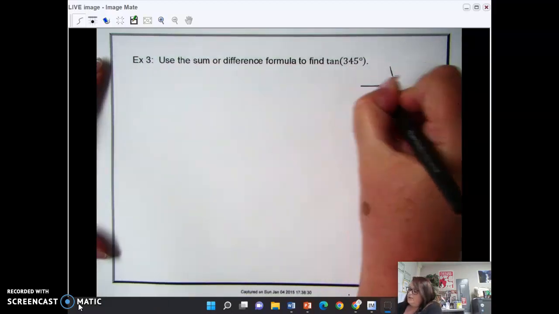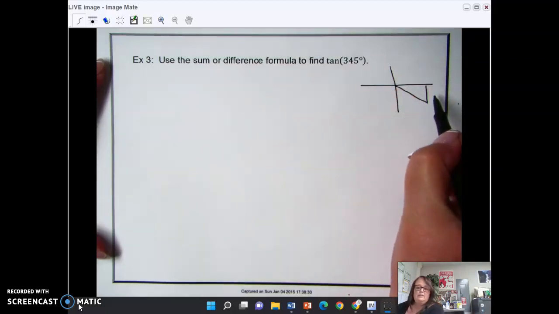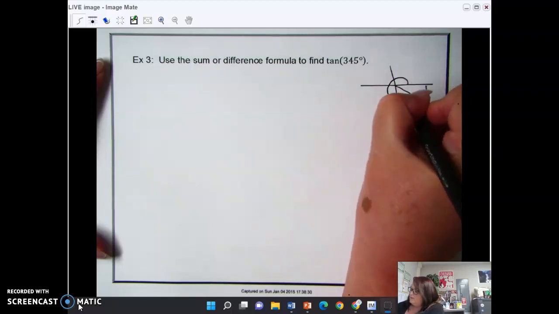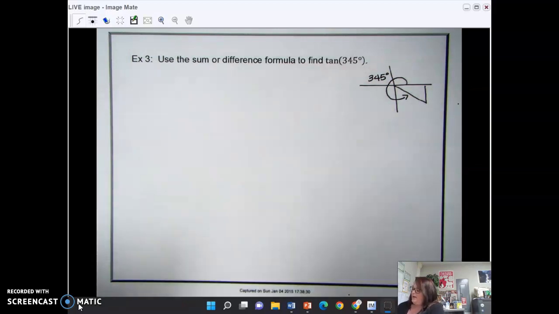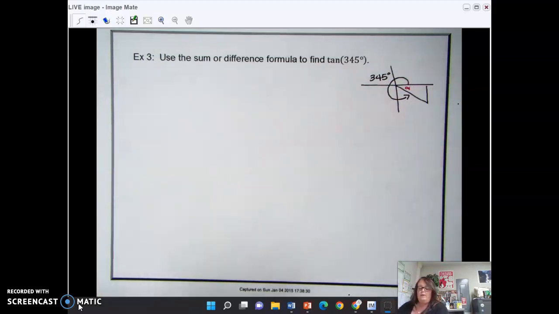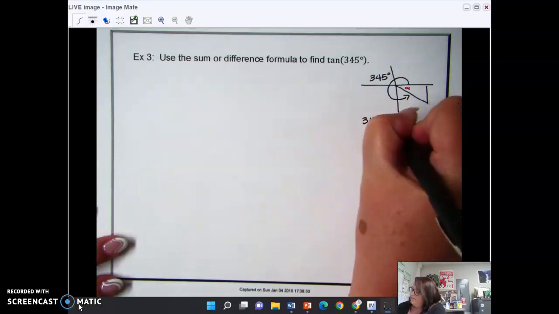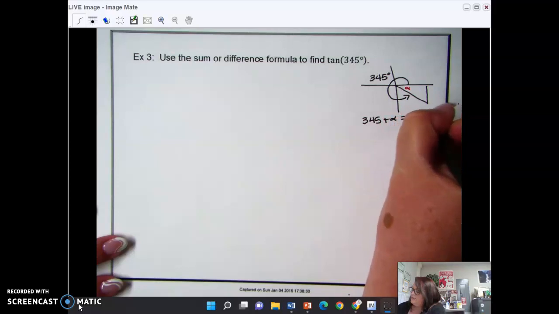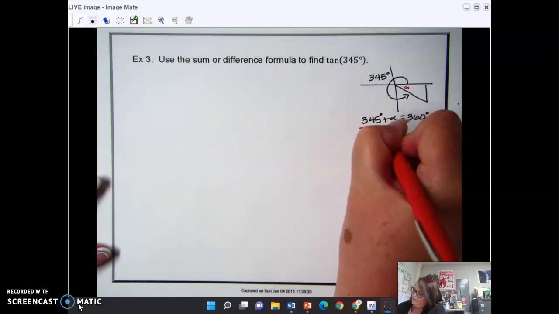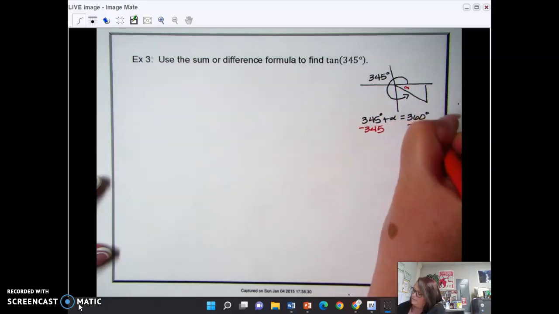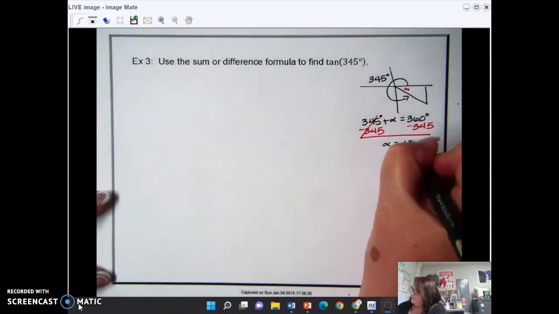So if we take a look at this one, 345 would put us in the fourth quadrant between 270 and 360. So this angle is 345 degrees, and we want to find the measure of this reference angle. So notice that 345 plus that reference angle gives me 360 degrees. So if I subtract 345 from both sides, that means that alpha is 15 degrees.